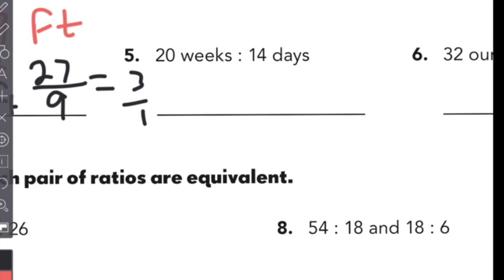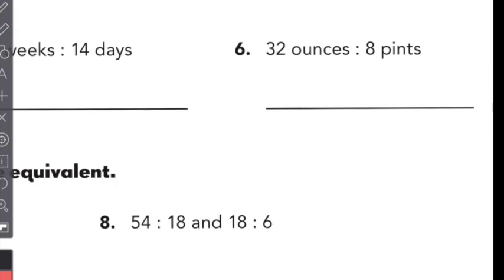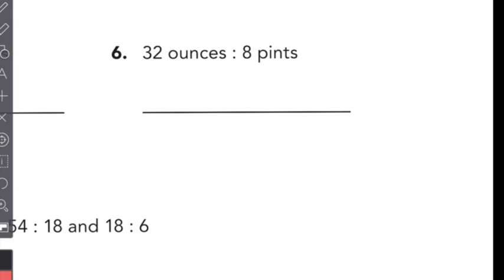Next one, you have to convert to days for number 5. And number 32, you can do either way. You could convert to cups, because 8 ounces equal 1 cup, or you can convert the pints to ounces if you want to. So this is one of those that you could go either way: convert the ounces to cups and the pints to cups, or keep it as ounces and convert the pints to ounces.